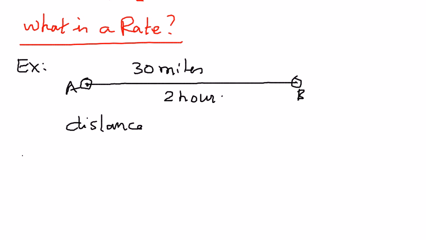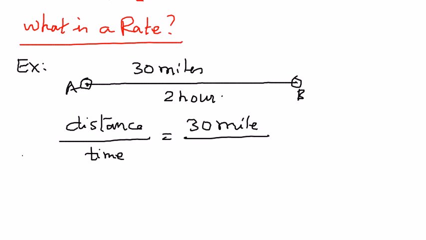So the distance is a measure of length, and then divided by time, which is a measure of time. The distance between point A and point B is 30 miles, and the distance is measured in miles like that, and then the time it takes is 2 hours. 2 hours is the measure of time. So we are comparing two different units in here. Miles is the measure of distance, hours is the measure of time. So when we compare two different units, it is a measure of rate.